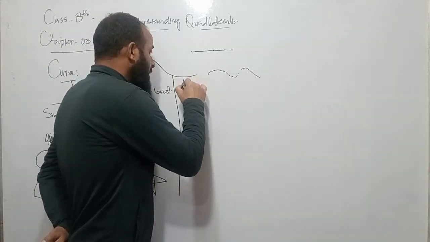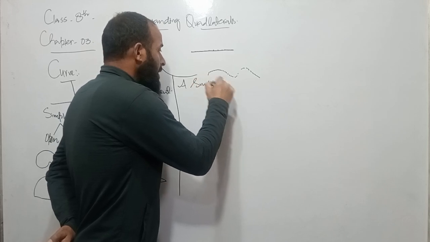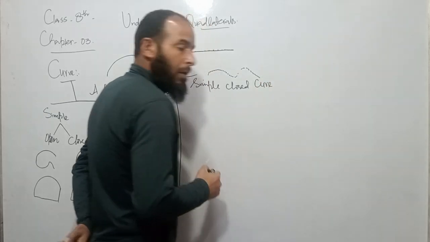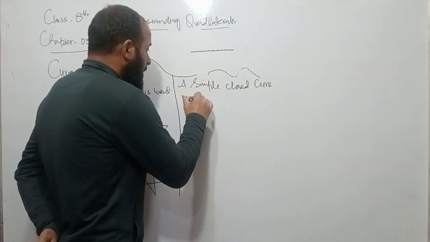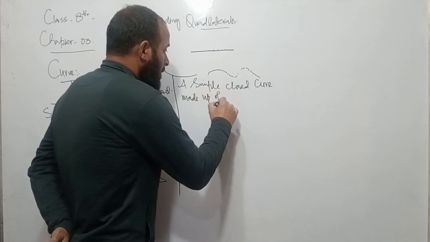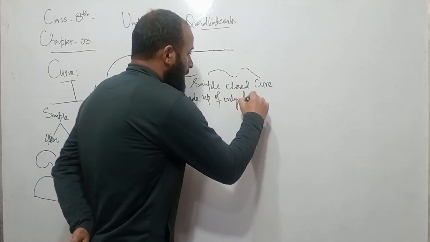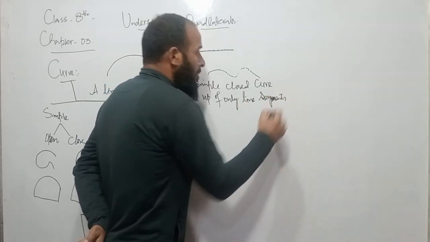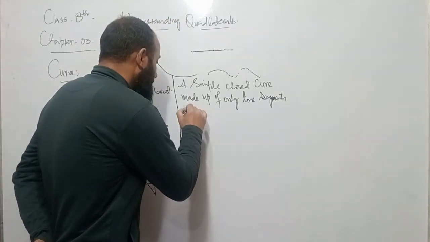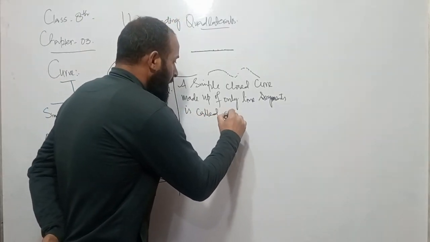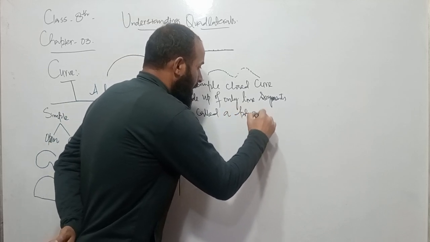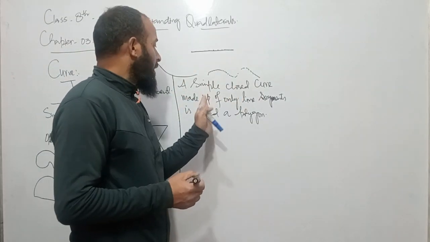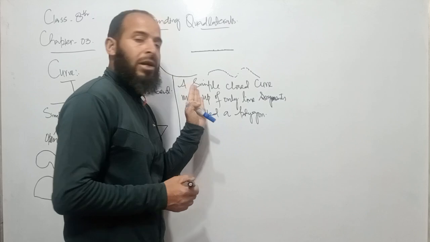A simple closed curve made up of only line segments is called a polygon. उसको हम क्या कहते हैं? Polygon कहते हैं. A simple closed curve made up of only line segments is called a polygon.